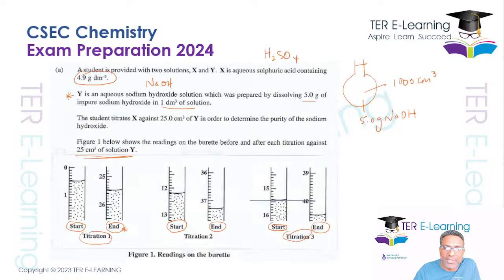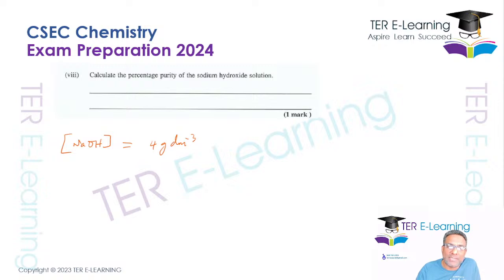But if you read at the beginning of the question, they told us that they dissolved 5 grams of the impure sodium hydroxide in 1 dm cube. So that means they added 5 grams, and out of the 5 grams, only 4 grams will be actual sodium hydroxide. The remaining 1 gram is some kind of impurity here.